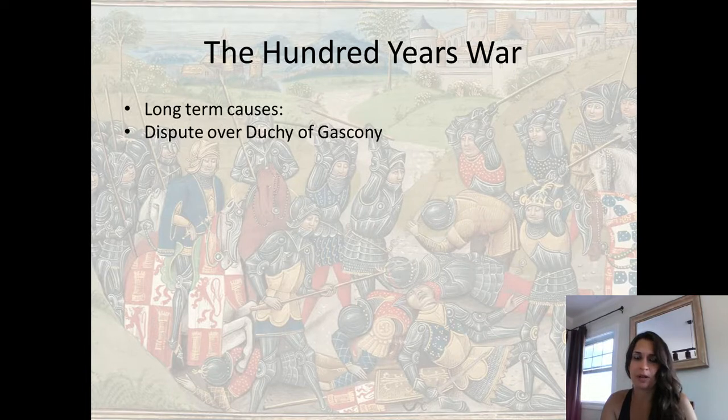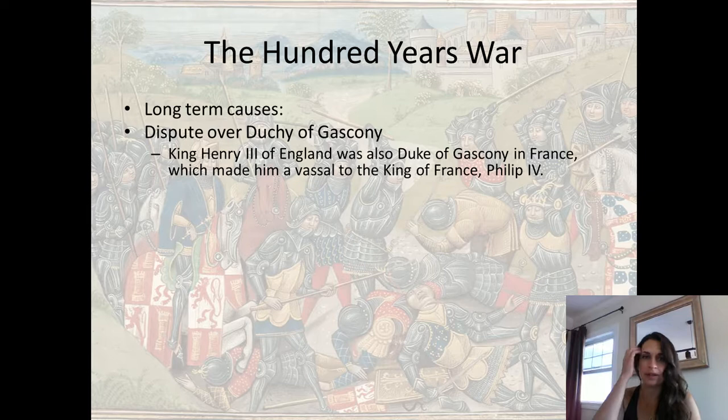First of all, it was a dispute over this territory in what is actually now France, called the Duchy of Gascony. A duchy is a piece of land that is ruled by a duke, which is a noble. And technically, because of lineages that had already been established at this point, the King of England was supposed to also be the Duke of Gascony in France because Gascony belonged to England.